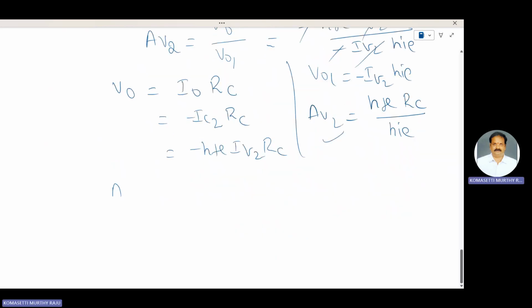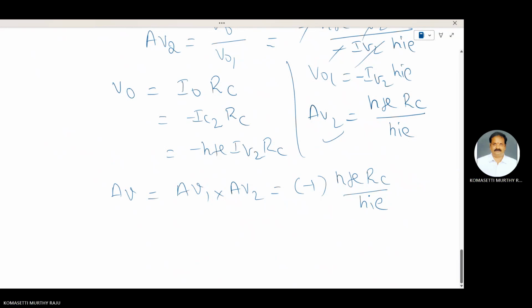Therefore, overall voltage gain AV is equal to AV1 into AV2. AV1 is minus 1, AV2 is HFE RC by HIE. So AV is minus HFE into RC by HIE. The minus sign means 180 degrees phase shift between input and output signals. This is the voltage gain.